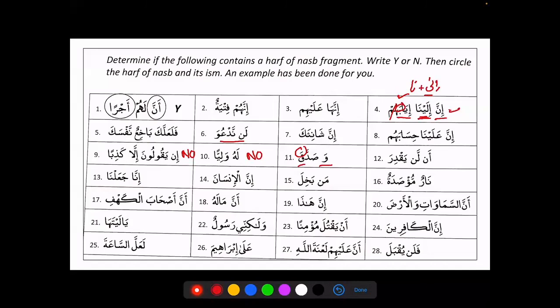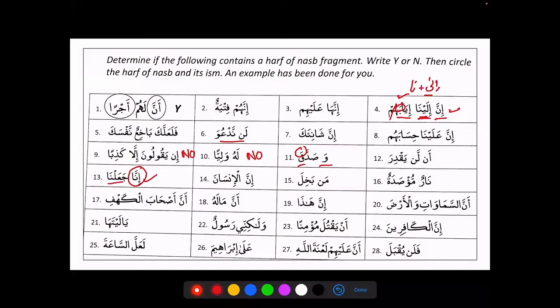Then we have the next one, Allain yaqdira. No, because we don't see any harfu nasab over here, right? So this is no. Inna ja'alna. Inna is a harf of nasab and na is ismuha. Very good. So basically, this is our harfu nasab fragment, and ja'alna is the fail.